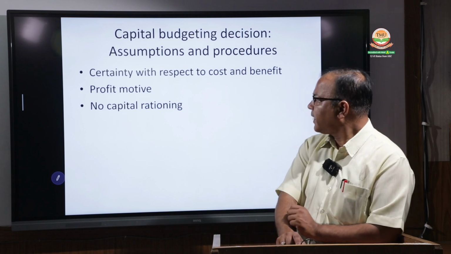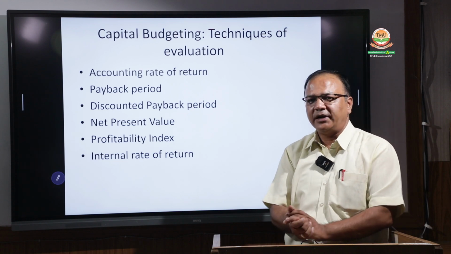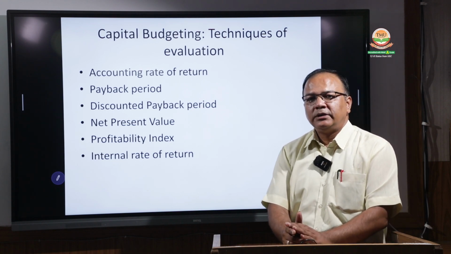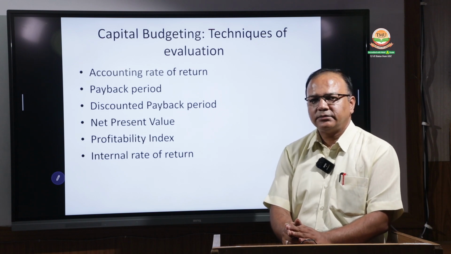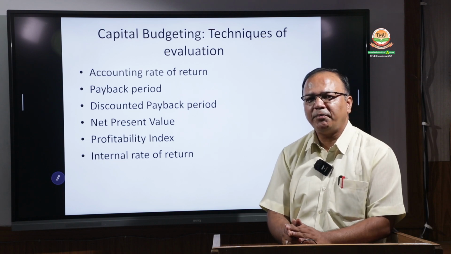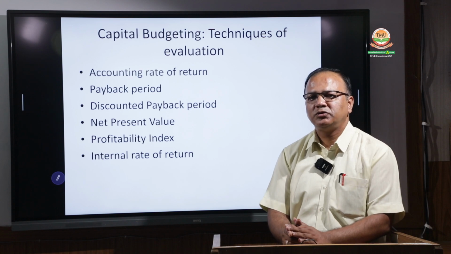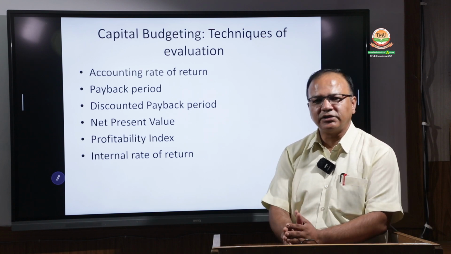Now, let's move to another part. Now, let's discuss the capital budgeting techniques. Capital budgeting techniques are the means by which we decide to purchase machinery, by which we take different types of decisions.